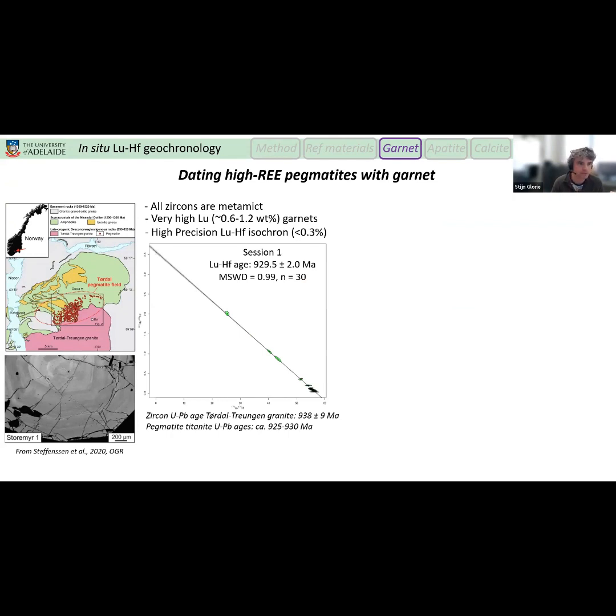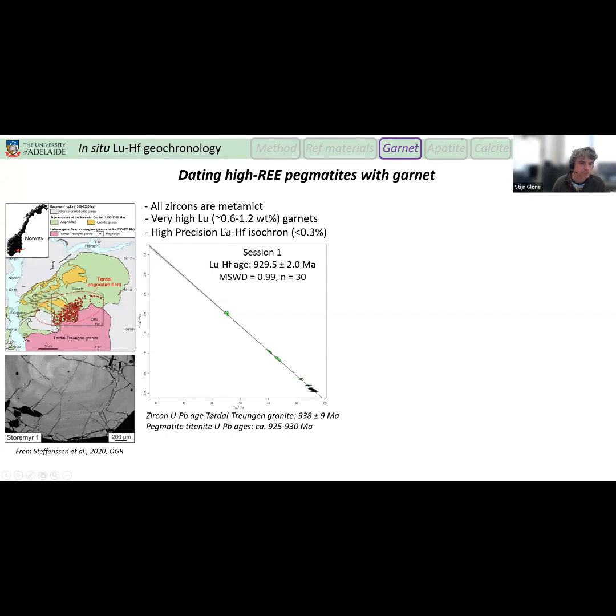Here's an example from a pegmatite field in Tørdal in southern Norway, kind of known for very high rare earth compositions, also very high scandium as well. I think they're probably getting mined soon for scandium, these ones. So here's an example of an isochron regression from one of these garnets. Here's an example of an SEM image of one of those garnets.